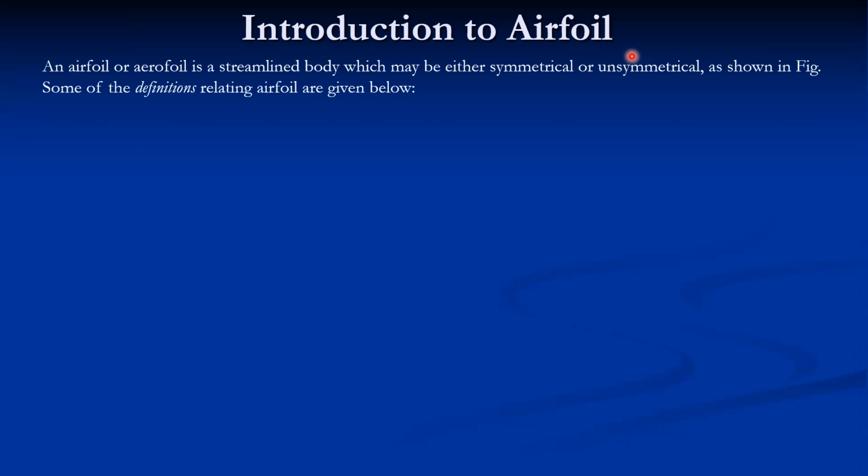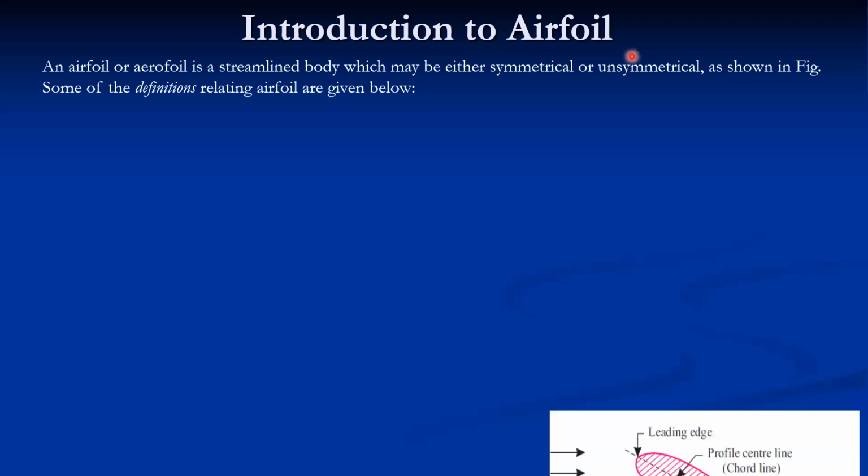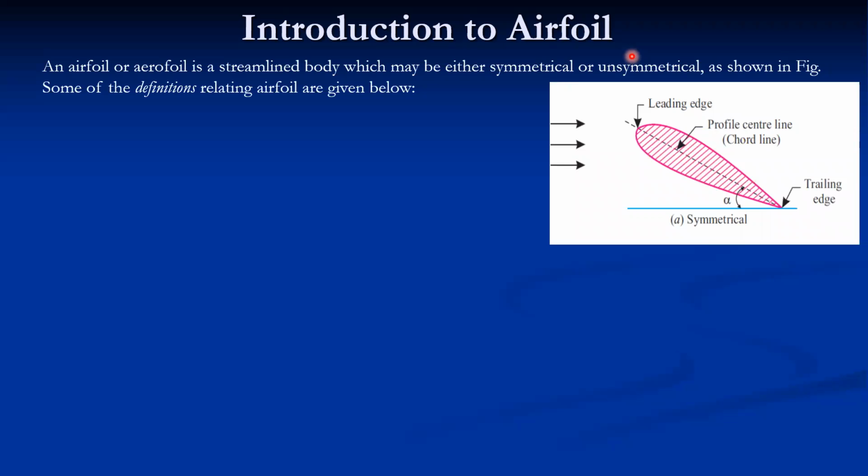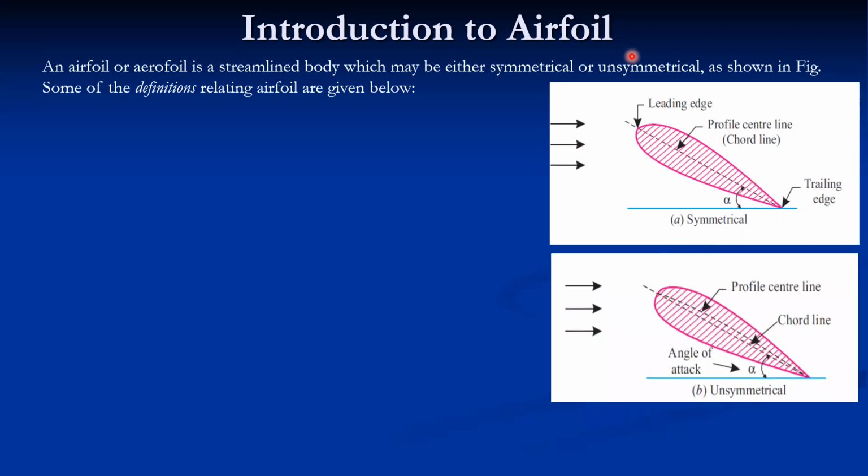An airfoil is a streamlined body which may be either symmetrical or asymmetrical, unsymmetrical, as shown in the figure. Some of the definitions related with the airfoils are given below. So this is a symmetric airfoil section, or this is an asymmetric airfoil section. It is also called unsymmetric.